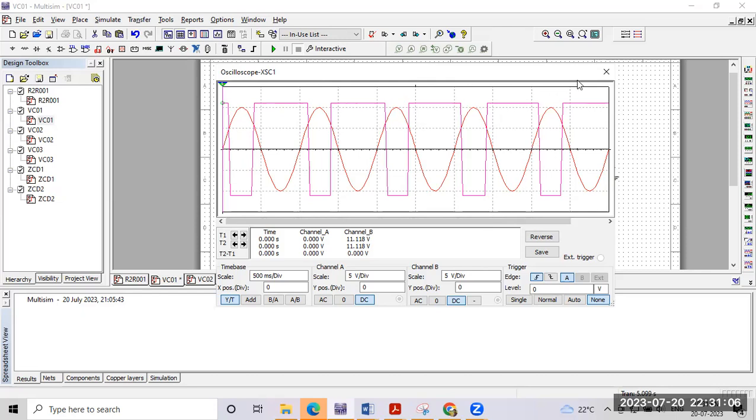There are multiple types of applications of this voltage comparator. You need to check the website or internet. You're going to observe many applications of this voltage comparator.